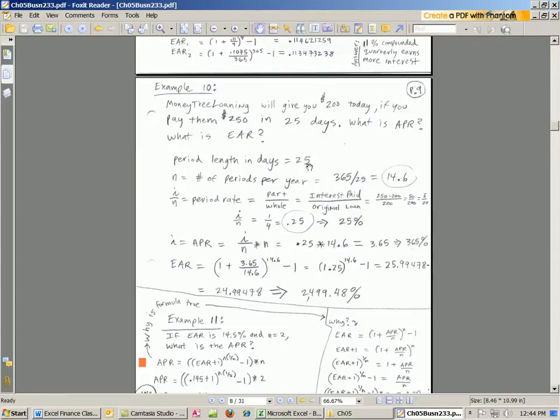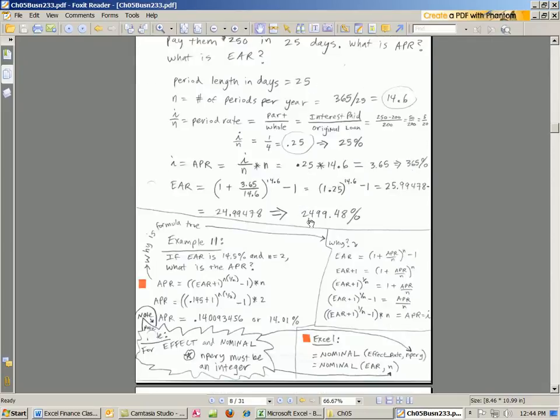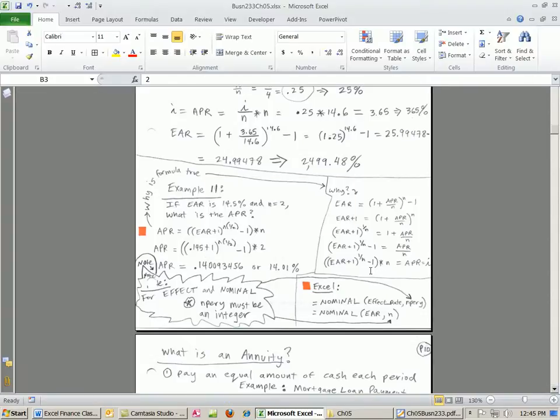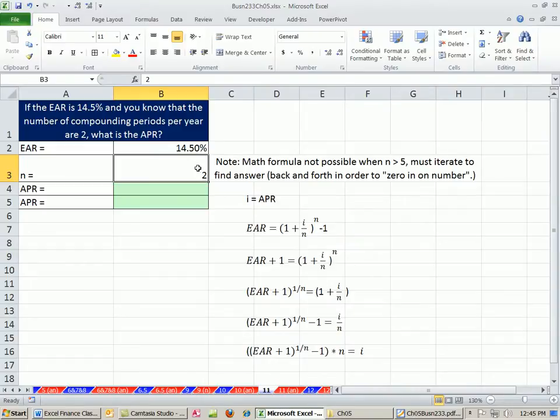I chose 25 days here. And you can see we got 2,500% when we did it that way. Here's our example here, and you can see I show you the math of how to do it. The problem is, unless n is less than 5, you can do the math. Otherwise, you have to do something called iterating, which means you have to plug in numbers until you zero in on the answer. And that's what our function called nominal will do.